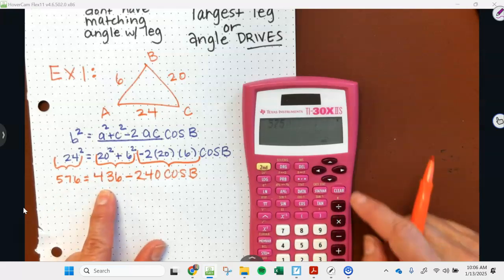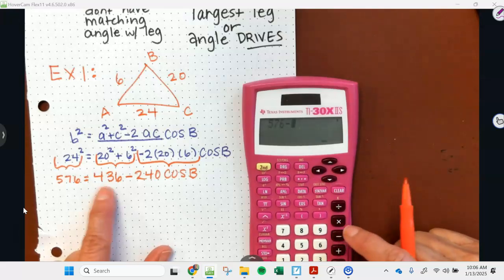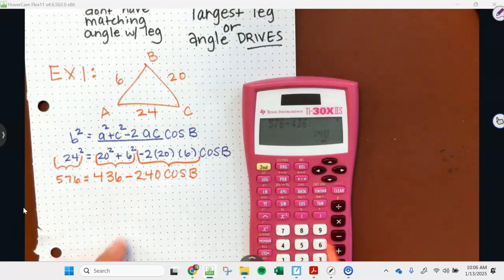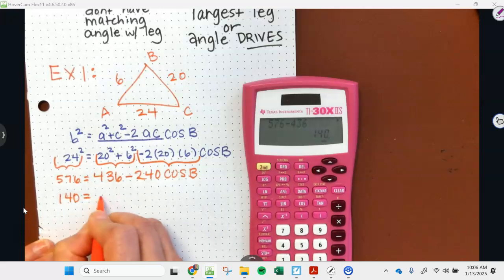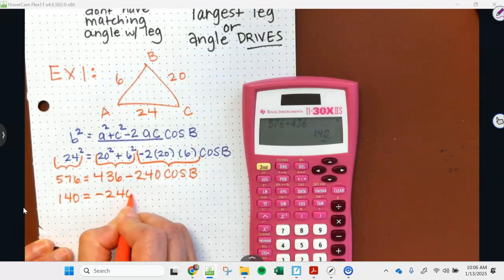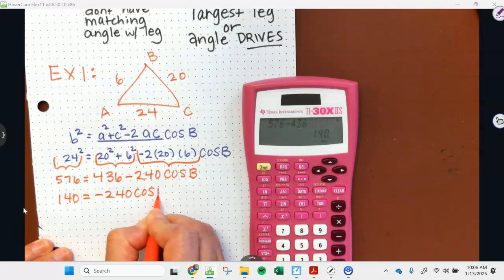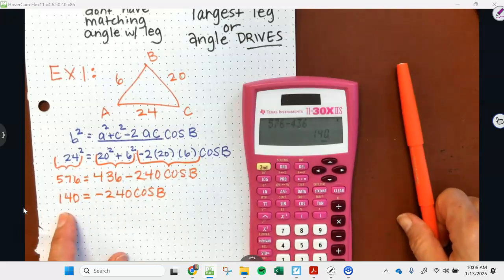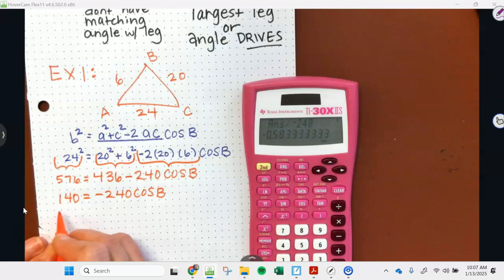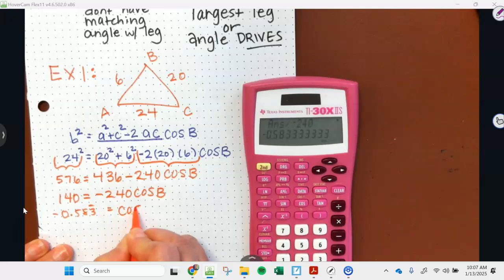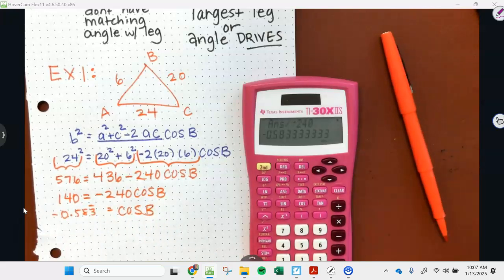So 576 minus 436. So that's going to be 140 equals -240 cosine B. Let's divide both sides by -240. Oh, and then we get that. And this is the only example I'm writing this down. So definitely do not clear that out.